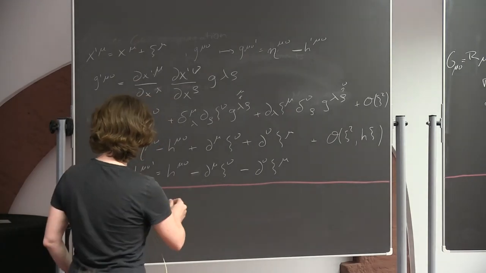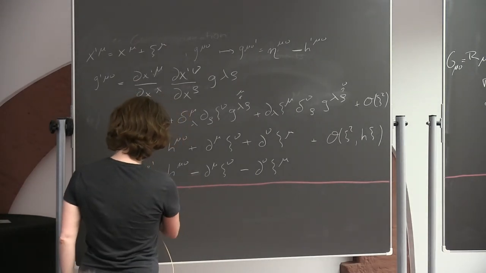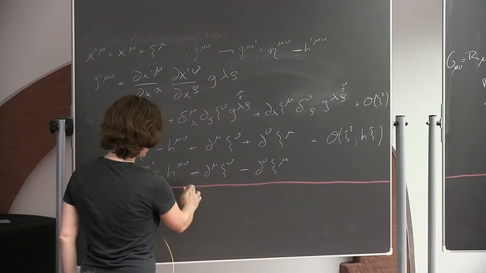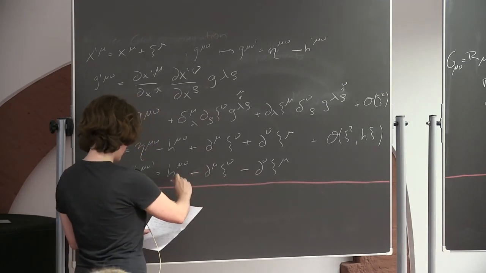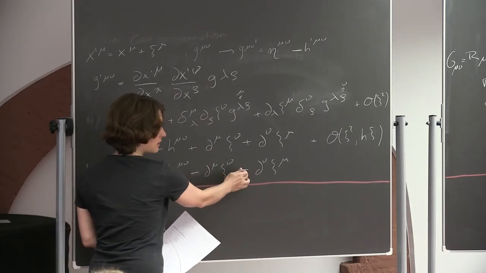Okay, and there's an equivalent equation where the indices are downstairs. You just lower the indices, so the minus signs here stay unchanged.